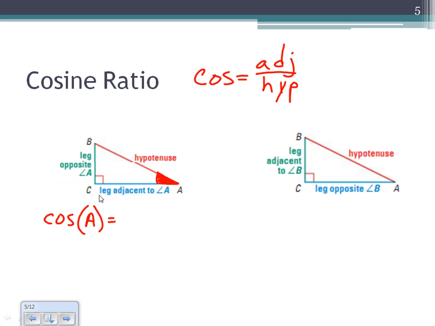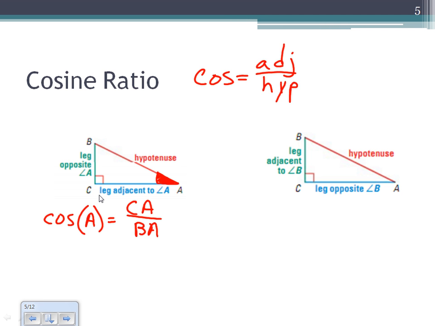Would it be... Need two letters for a side. What is it? CA or AC. Over, it goes over the hypotenuse, which is what, Nicole? BA. Yep, BA.